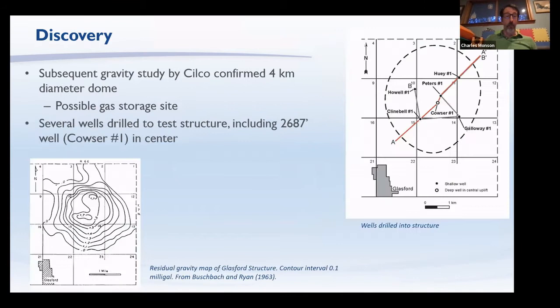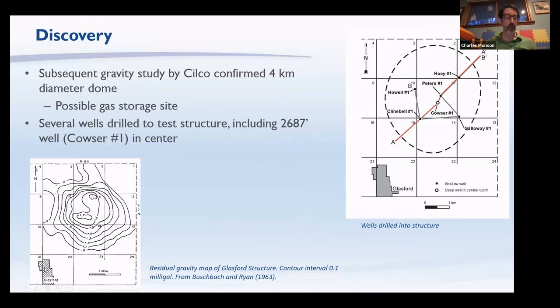But a few years later, CILCO, the Central Illinois Light Company, which is now under Ameren, was looking for a place to build a new gas storage field, and domes are favorable for that. They were doing gravity studies in the area. They knew there was supposed to be a dome there. They did a gravity study to confirm the presence of a dome that was about 4 kilometers, 2.5 miles, in diameter. You can see their residual gravity map down in the lower left here.